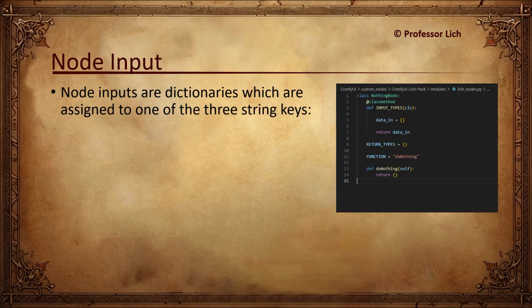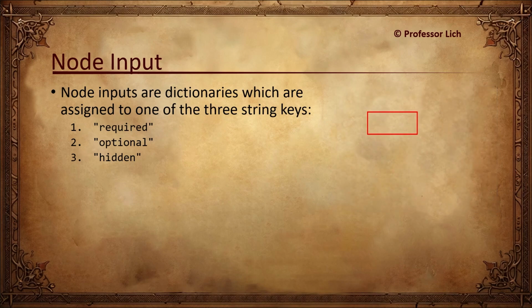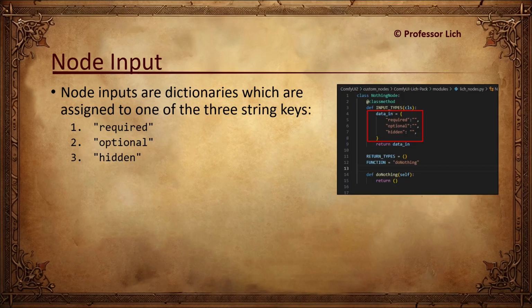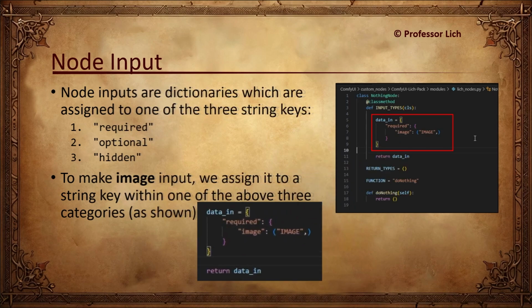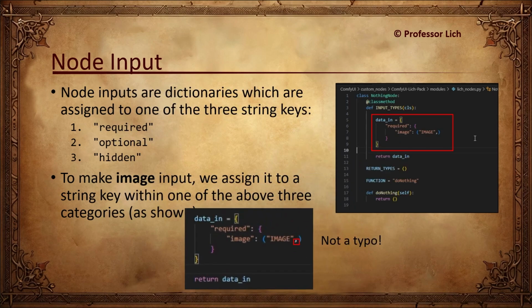At the highest level, there are one of these three string keys: required, optional, and hidden. Your inputs need to be assigned to one or more of these. For purposes of importing our image, let's just use required here. Oh, and by the way, this comma here is not a typo, even though it's located in this unusual location.